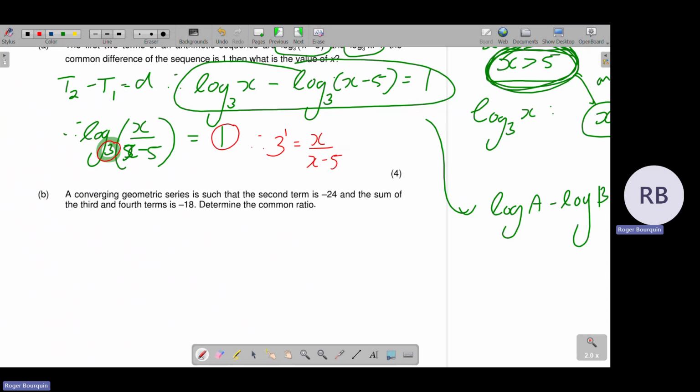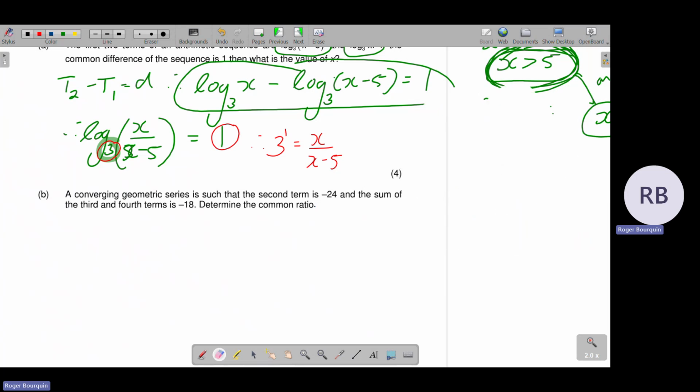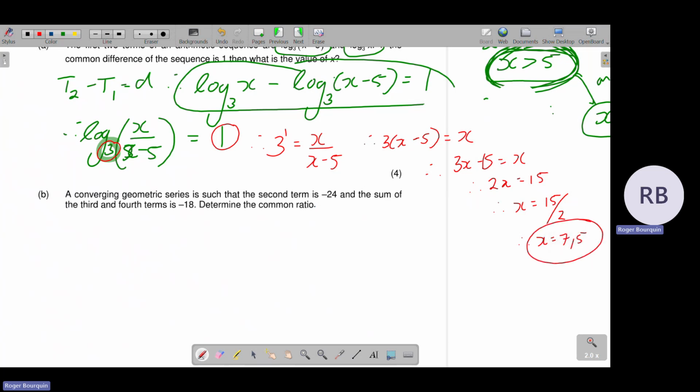Now what am I going to do? Solve for x. How are you going to solve for x? Times both sides by x minus 5. So I get 3 times x minus 5 is equal to x. So 3x minus 15 is equal to x. So 2x is equal to 15. Is that bigger than 5? Yes, so it meets your restriction, otherwise we would put a line through and say it's not valid.